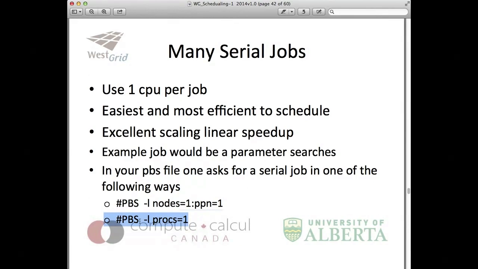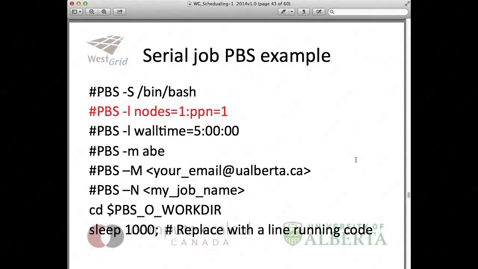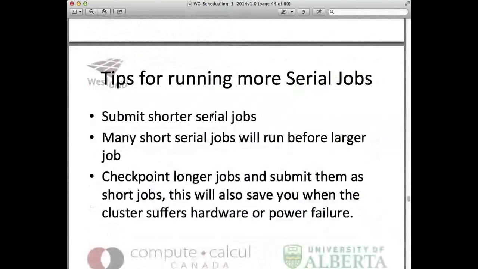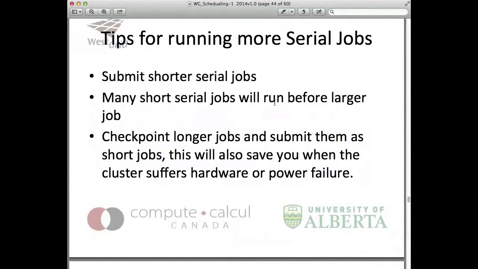You ask for a serial job in one of the following ways. You could ask for nodes=1, ppn=1, or you could ask for procs=1. When you ask for procs=1, you're asking basically for one processor anywhere. So here is a serial job example. It's like the ones we had previously. This one has a wall time of 5 hours, and here's where we're asking for a single core.